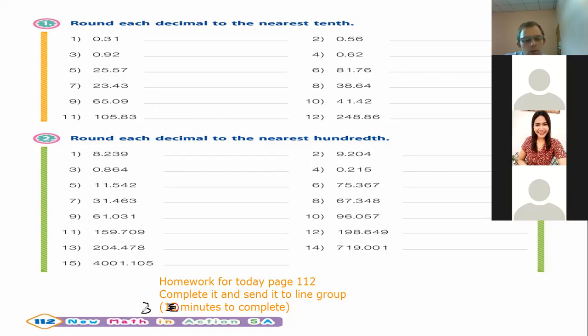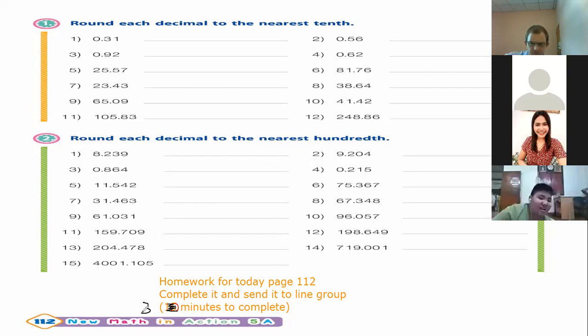You have 3 minutes to finish and send it to the line group. You have to send it before the lesson ends. The lesson ends in 5 minutes.